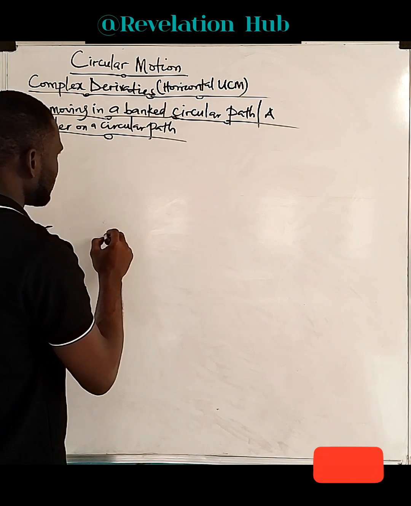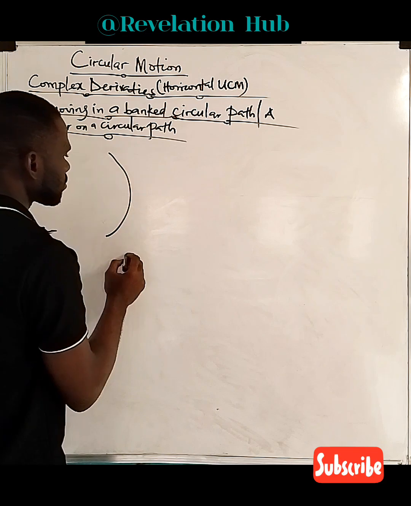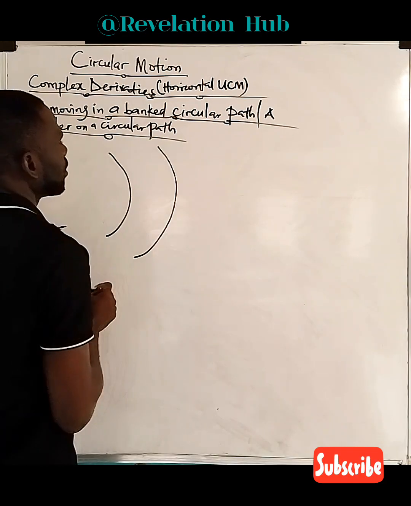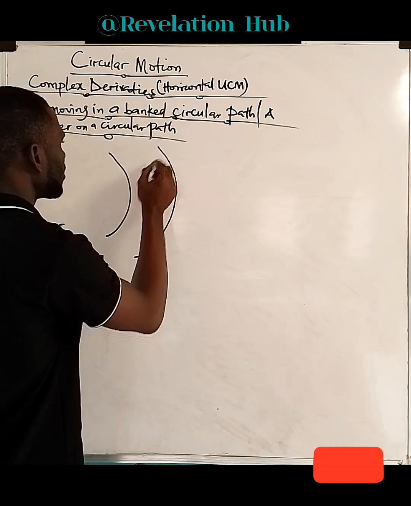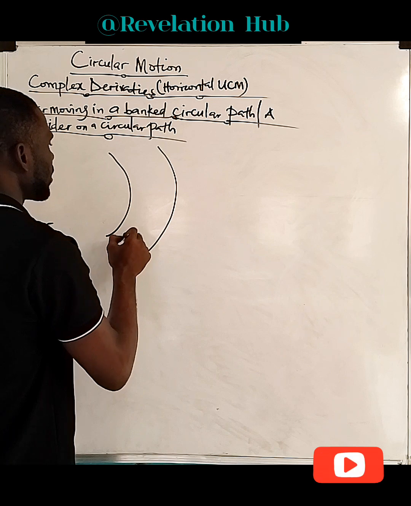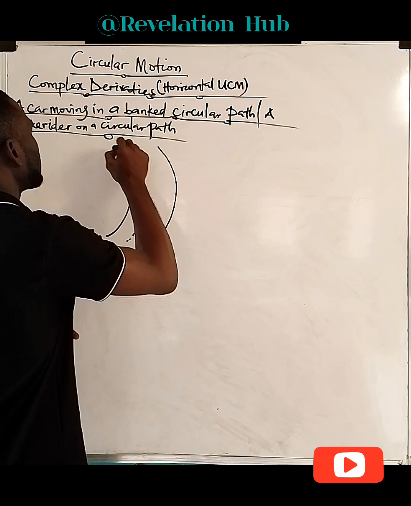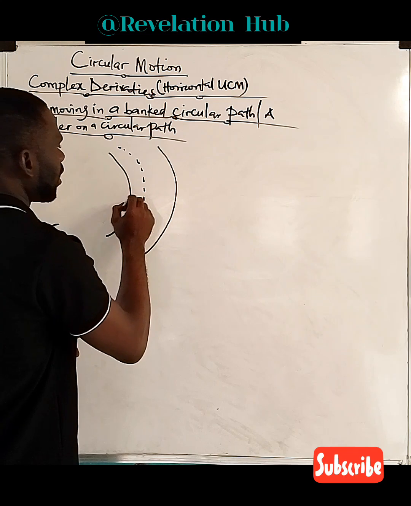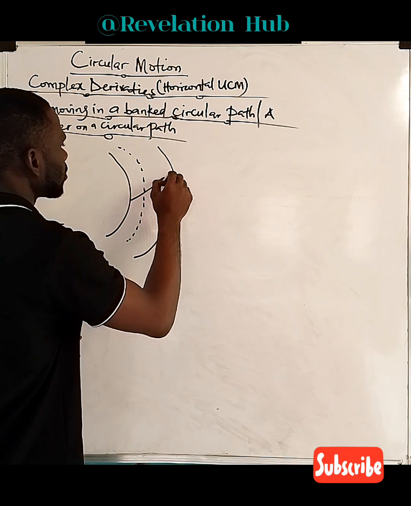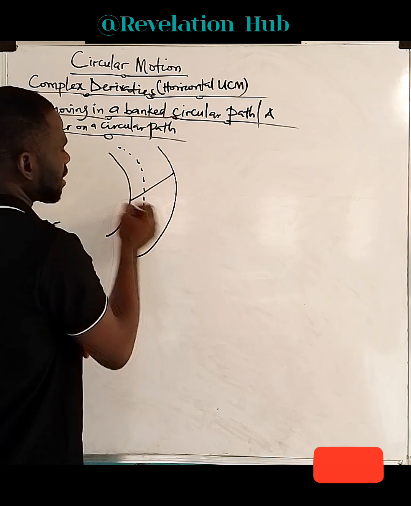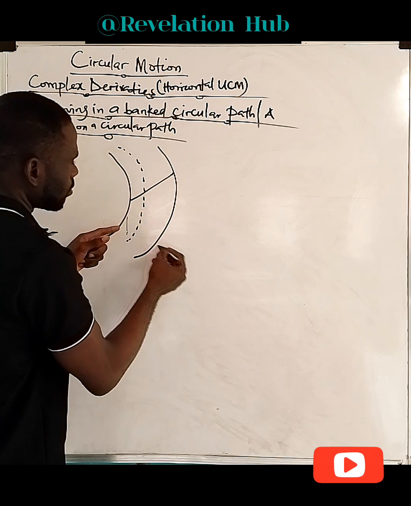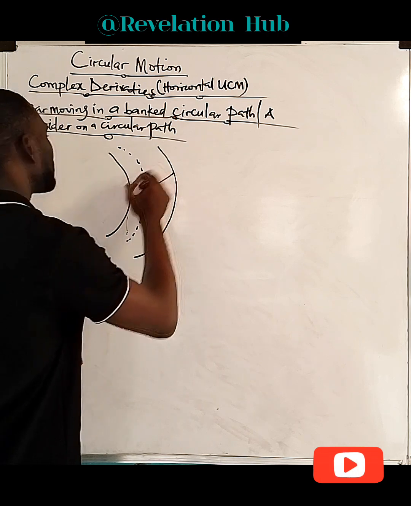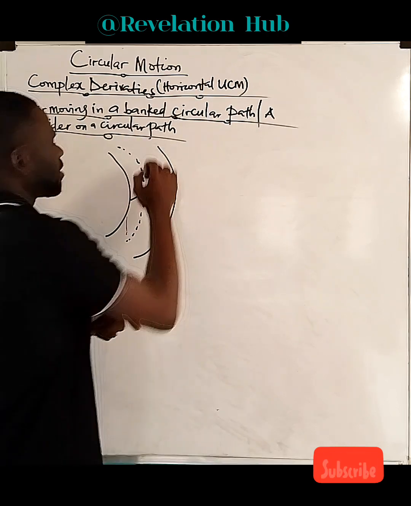So we have this road, this circular path. Let's say it snowed and we have some ice on it, on this road. You just have a feel of the road like this, and then we have a car traveling on this circular path.